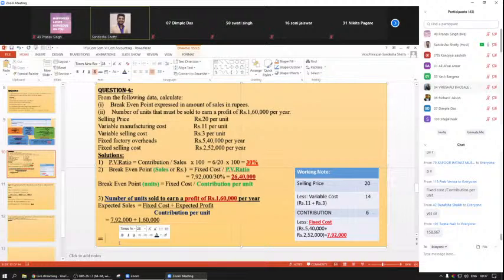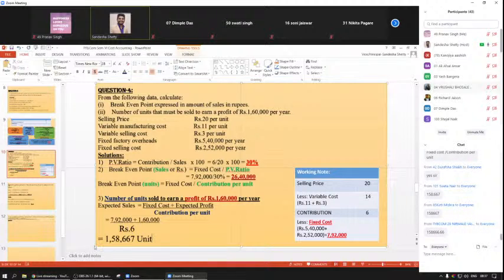One lakh 58,667 units. Please remember, it's not rupees, units. So this is all about the answer. Any doubt you can ask me now. I hope it's clear to you.